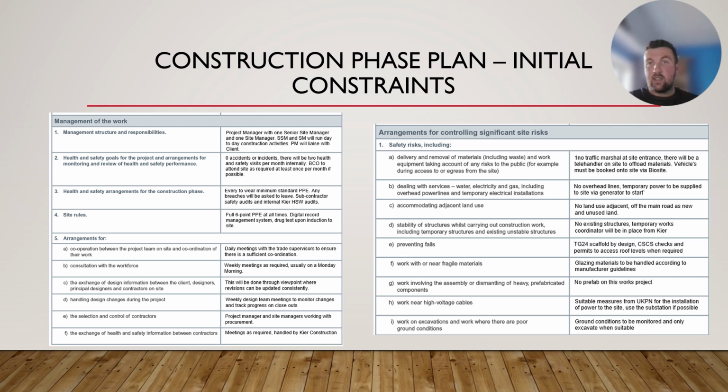Controlling significant risks. Again, traffic marshalling, vehicle movement on site. If it's a new build, a brand new bit of land with nothing around, overhead power lines probably aren't an issue. If it's a bit of land that's already been developed, with development around it, we've got to be careful of things like that.